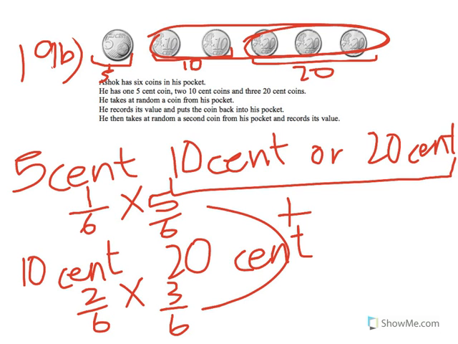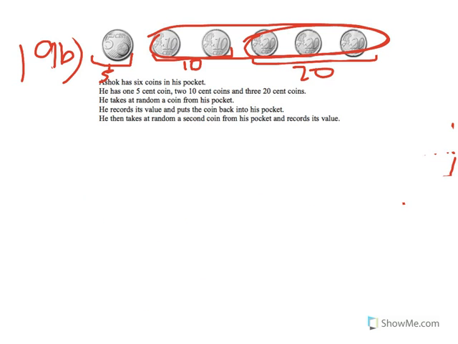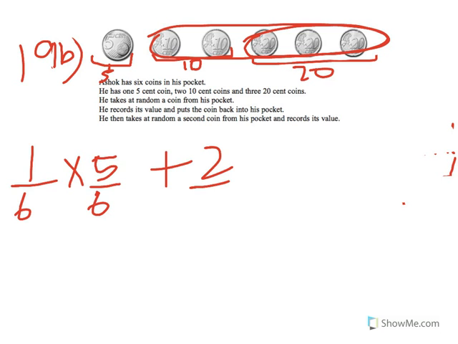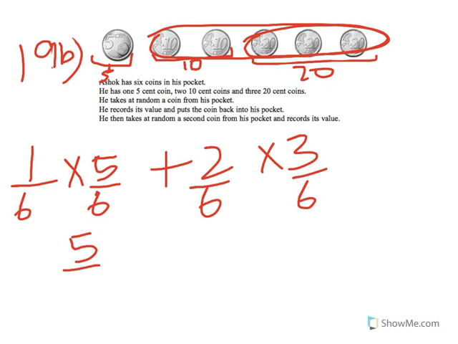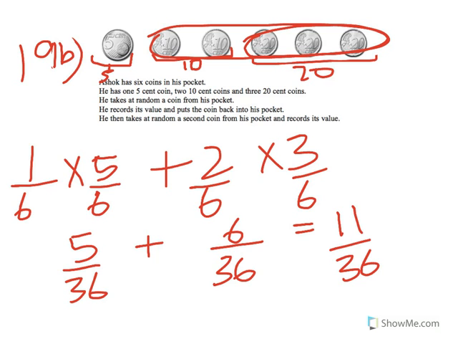So let's put that into an equation. This is nothing but 1 over 6 times 5 over 6, the probability of the first thing happening, plus 2 over 6 times 3 over 6. Alright, so that just simplifies to 5 over 36 plus 6 over 36, which is equal to 11 over 36.